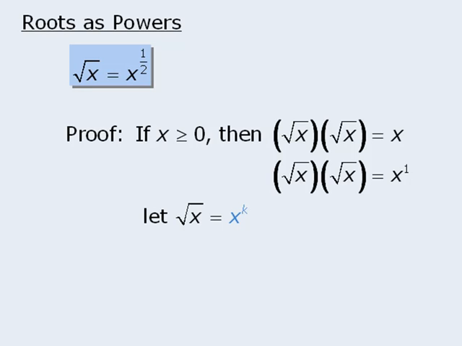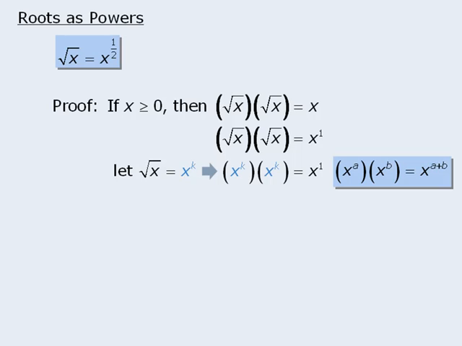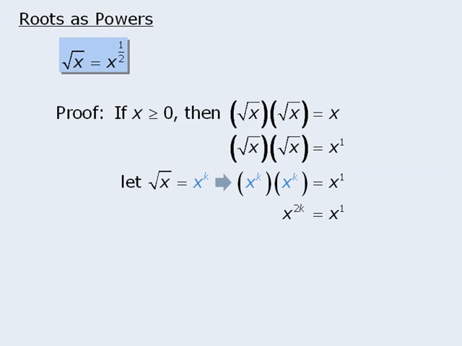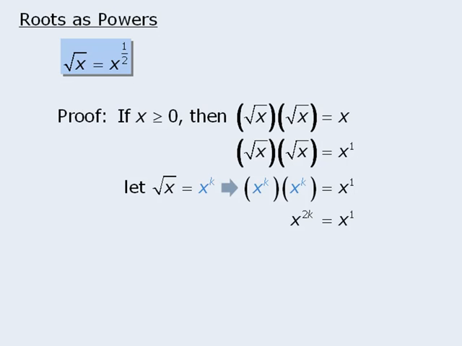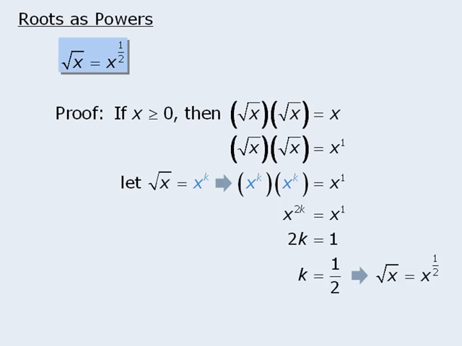1/2. Now, if the square root of x equals x to the power of k, we can take our equation here and replace each square root of x with x to the power of k. From here, we can apply the product law, which says we can simplify the left-hand side by adding the exponents to get x to the power of 2k. Now, if x to the power of 2k is equal to x to the power of 1, then we can conclude that 2k must equal 1. And if 2k equals 1, then k must equal 1/2. So we have now proven that the square root of x is equal to x to the power of 1/2.